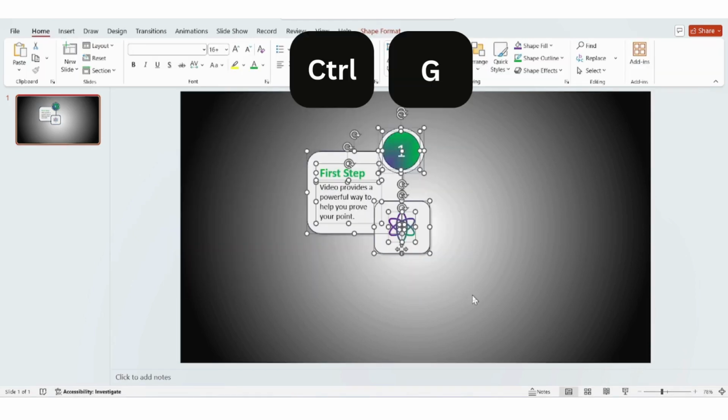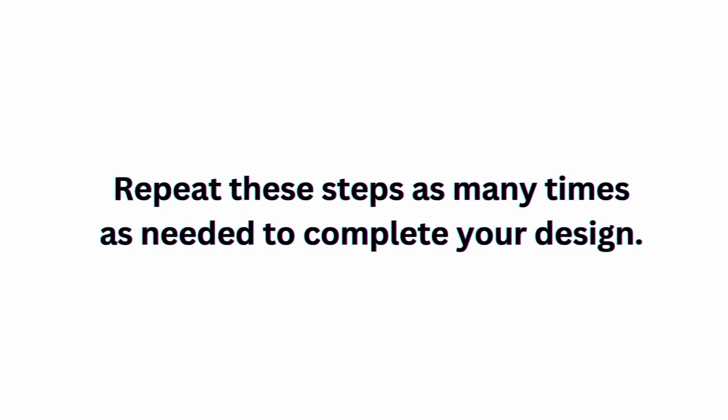Now, select all the elements and press Ctrl+G to group them together. This makes it easier to animate.